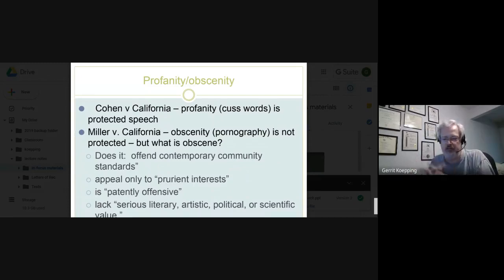Now, before you guys start applying that to the classroom, Cohen does not extend to the classroom, and your parents can still punish you for cussing, and it's still not a good idea during a job interview, but nonetheless it is constitutionally protected speech under Cohen versus California.